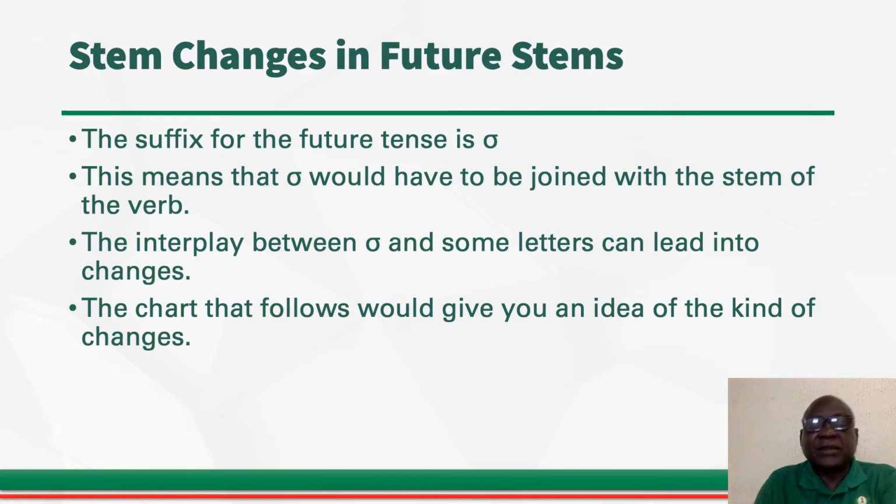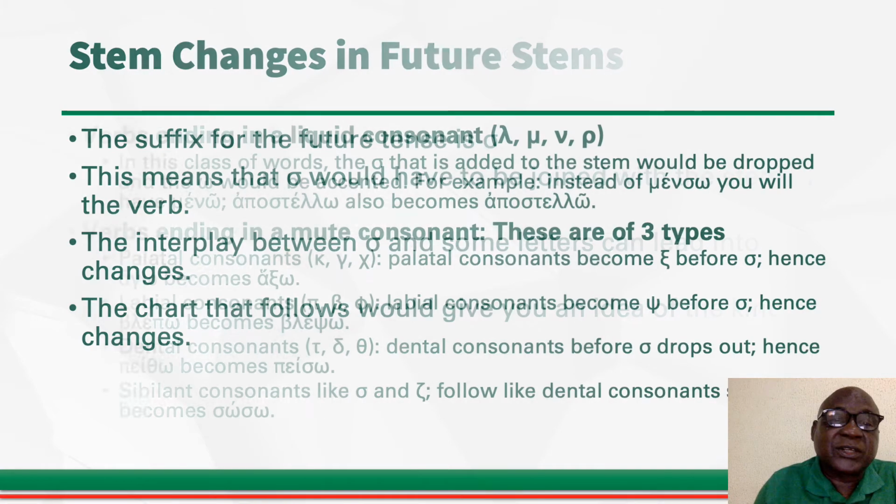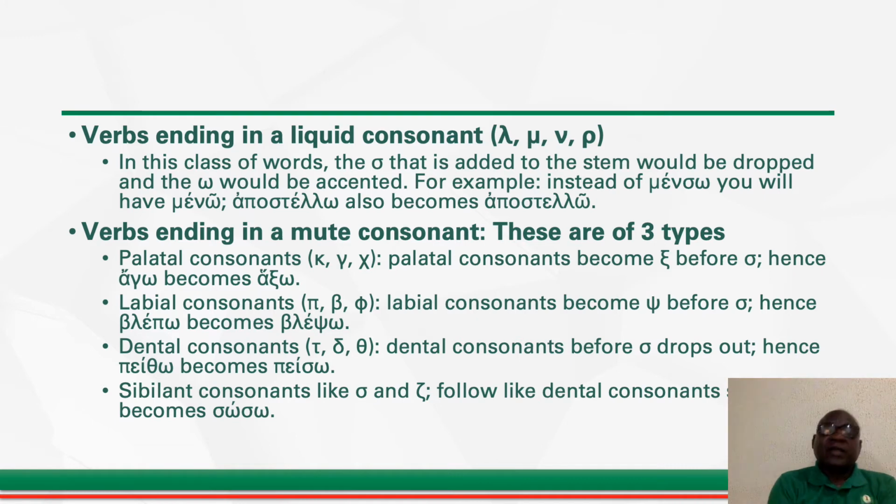Now, there are some changes that will take place in the future tense because of the presence of the sigma. There are certain letters that, when they come into play with sigma, will provide some changes. Some of the examples: verbs that end in liquid consonants. In this class of words, the sigma that is added to the stem will be dropped, and then the omega will carry the accent.